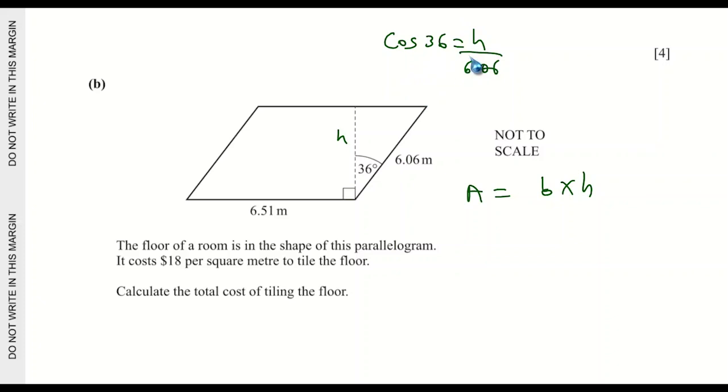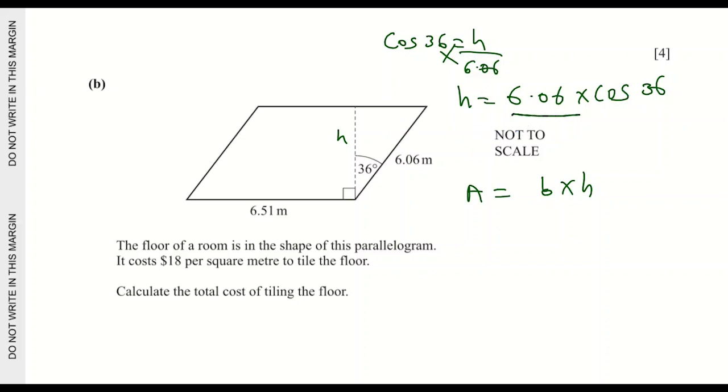So if you cross multiply, the value of h equals 6.51. Okay, so you can now come back here. Sorry, now let's actually solve this. I think that's the base. Okay, so let's cross multiply. So we have h to be equal to 6.06 multiplied by cos 36. So that will be the height here.